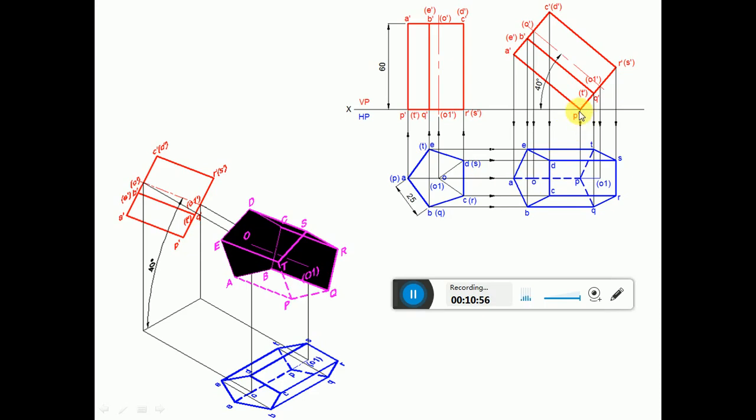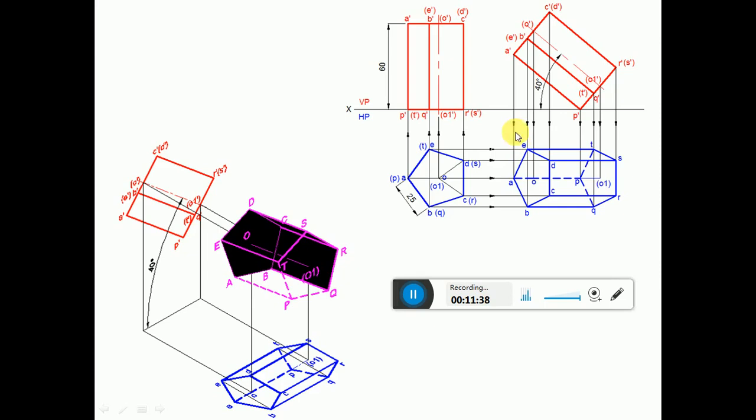Similarly, draw a vertical projector from P dash and draw a horizontal projector from P to get this point. Then draw a horizontal projector from Q dash and T dash, and draw vertical projectors from Q and T to intersect at Q and T. Draw a vertical projector from O1 dash and draw a horizontal projector from O1 to intersect at this point O1. Similarly, draw a vertical projector from R dash S dash and draw a horizontal projector from R and S to intersect at R and S here. Then name them P, Q, R, S, T and O1.